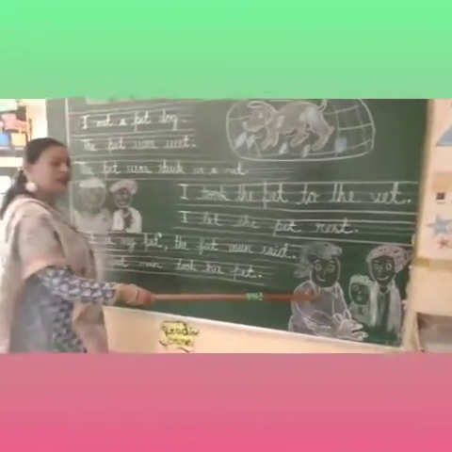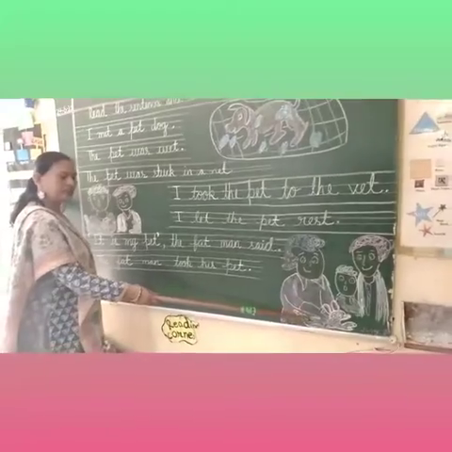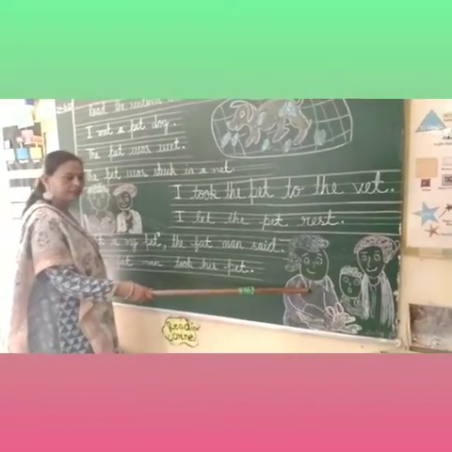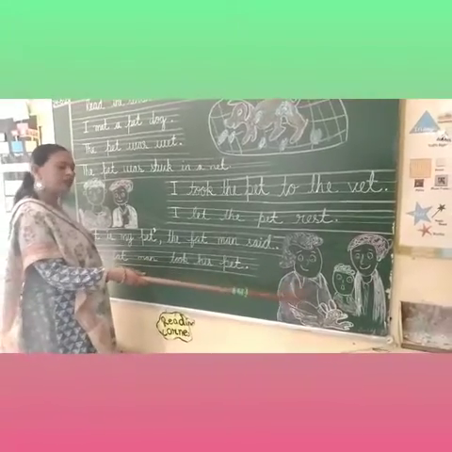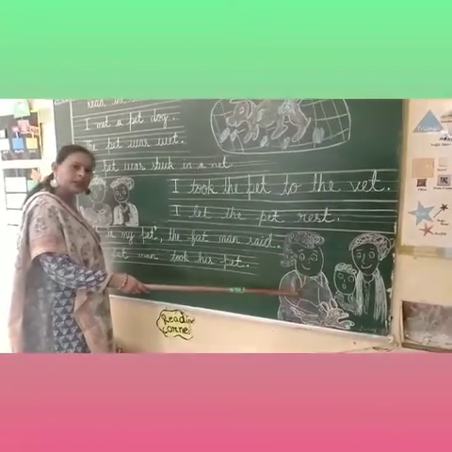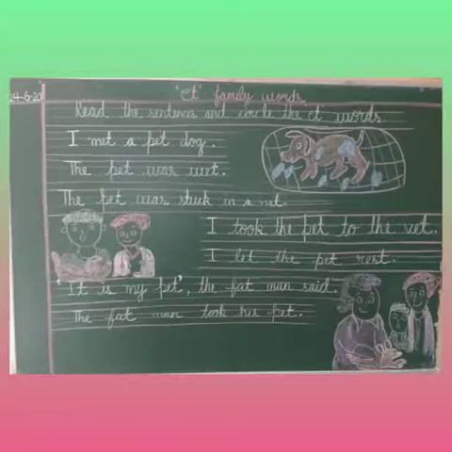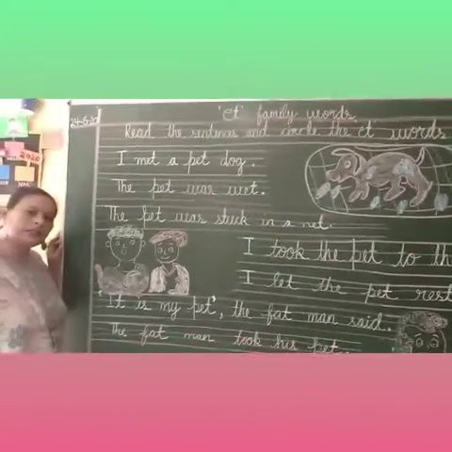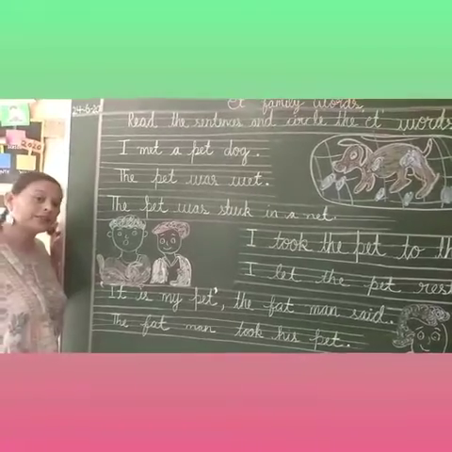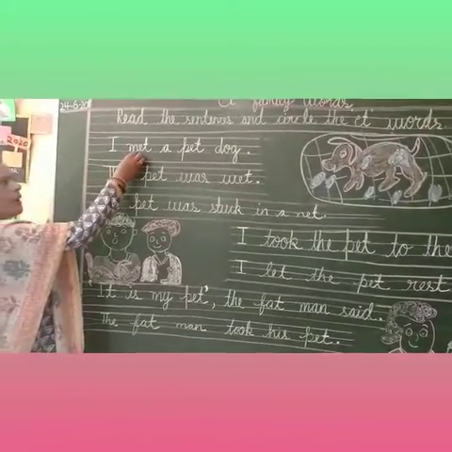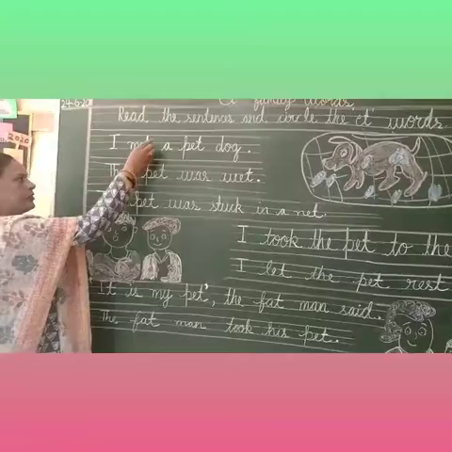And the fat man said, it is his pet. And he took his pet. Let us now circle the at family words. Now here, M, at, met.